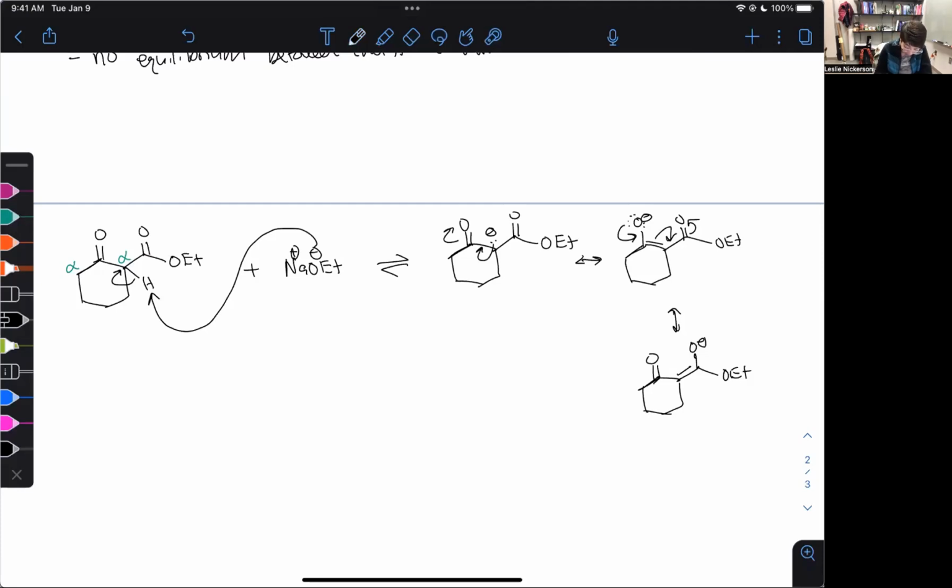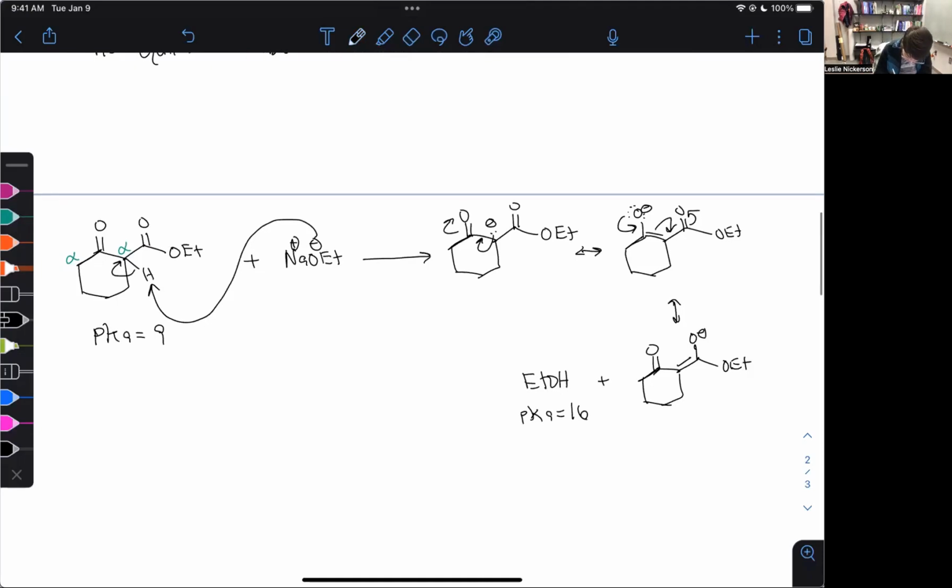So if we look at the pKa here, this pKa is about 9. And then again, we've got ethanol as our conjugate acid, and that pKa, as we've seen, is 16. So again, we have a situation where we've got a pretty big difference in pKa. It's not nearly as large as with LDA, but we still have that large pKa difference.